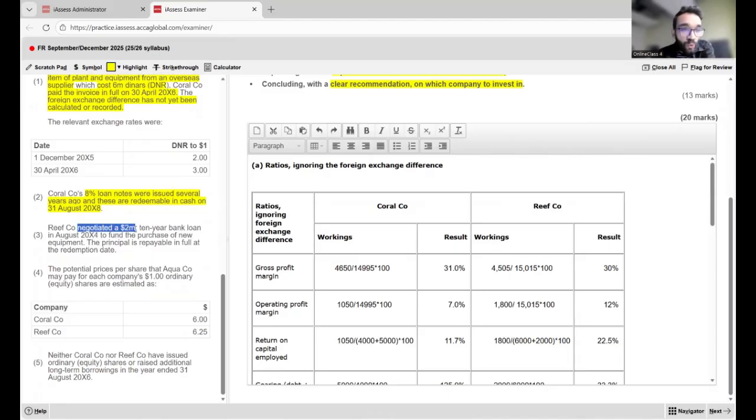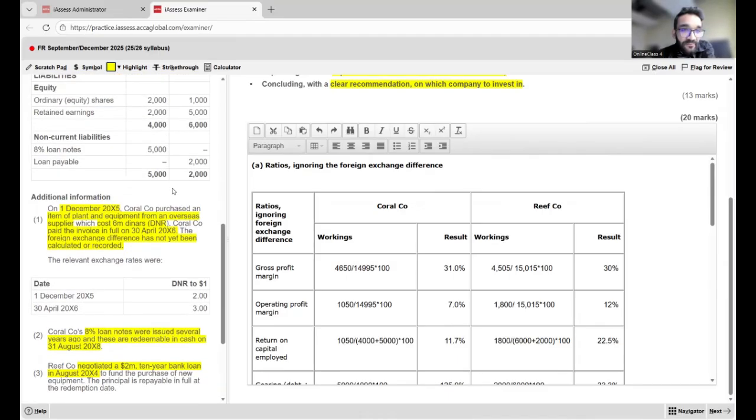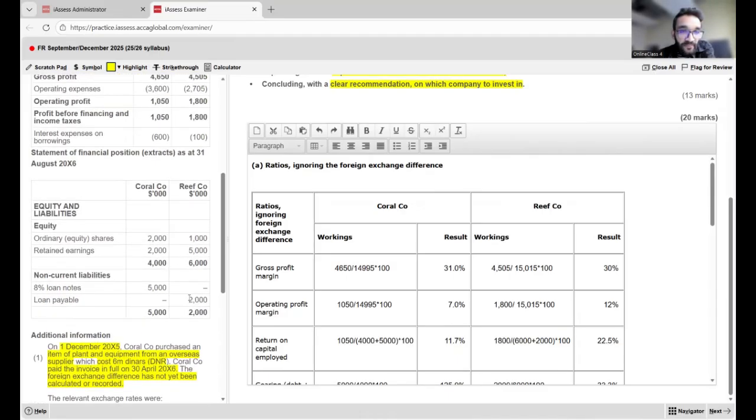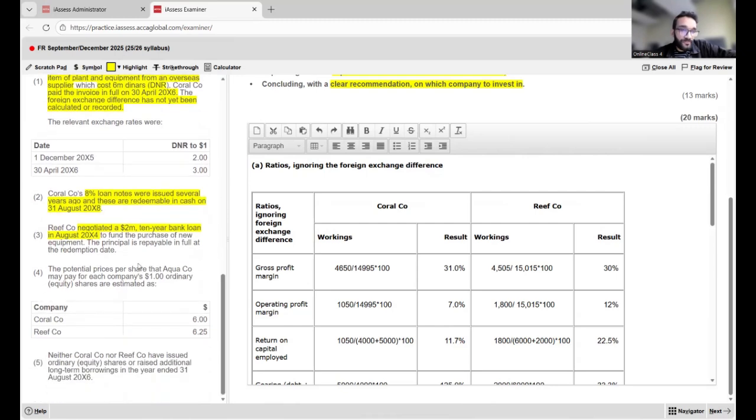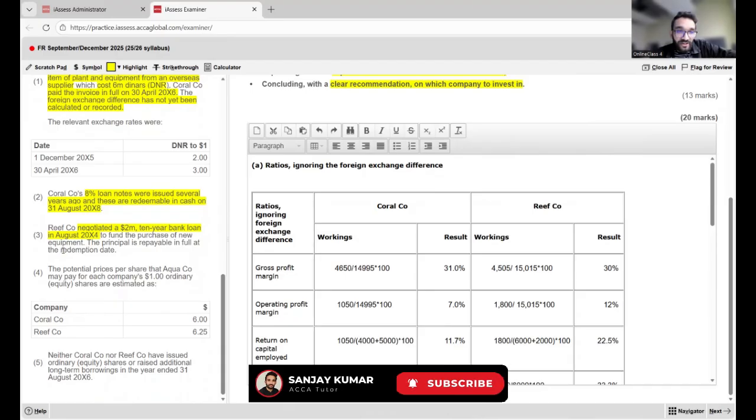Reefco negotiated a 2 million 10-year bank loan. So it means they took this loan in X4 for 10 years. We have to repay after 8 more years, because we are right now in X6 and just 2 years have gone. It was for the purchase of new equipment, and the principal is repayable in full at the redemption date. So right now we are not supposed to pay this amount. This is a very important factor when you are buying a company.